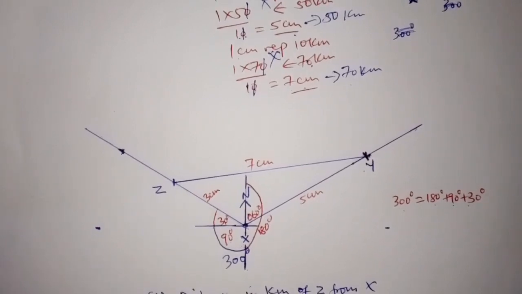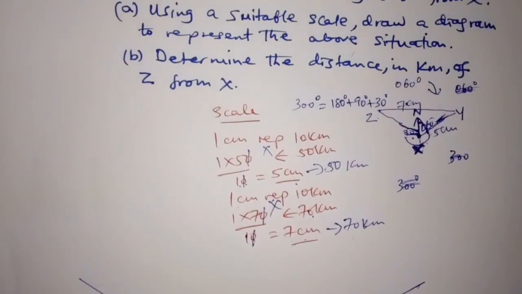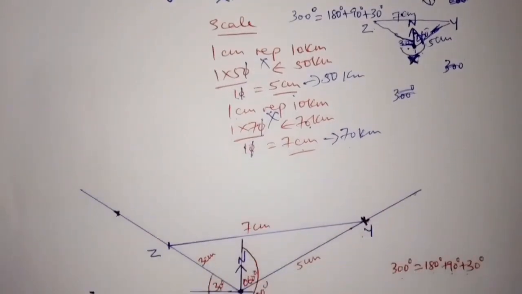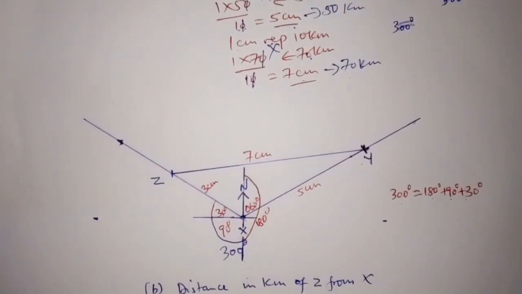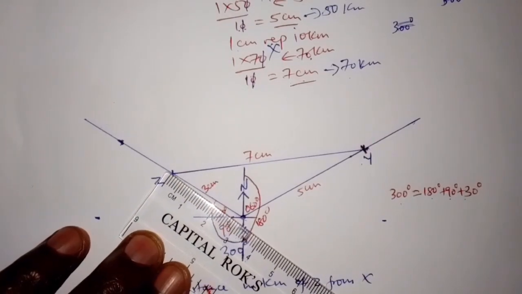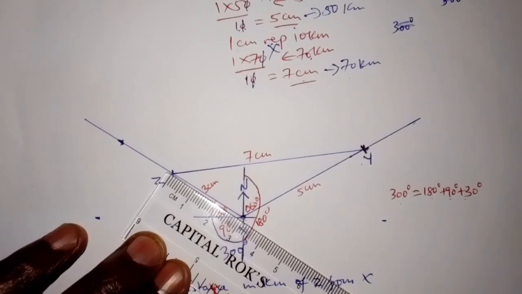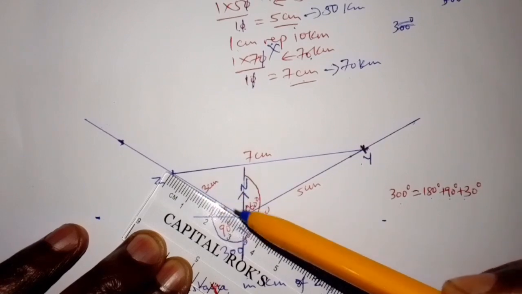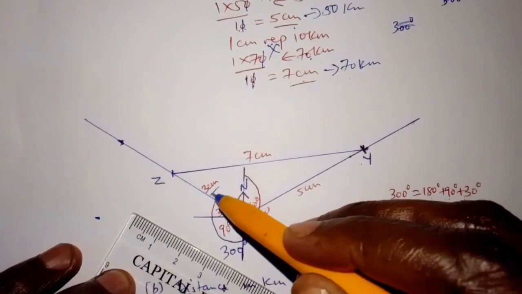Then part B, determine the distance in kilometers of z from x. So for z from x, we use our ruler to get the distance in centimeters. When we use our ruler here, this is 1, 2, 3. So it is 3 centimeters.